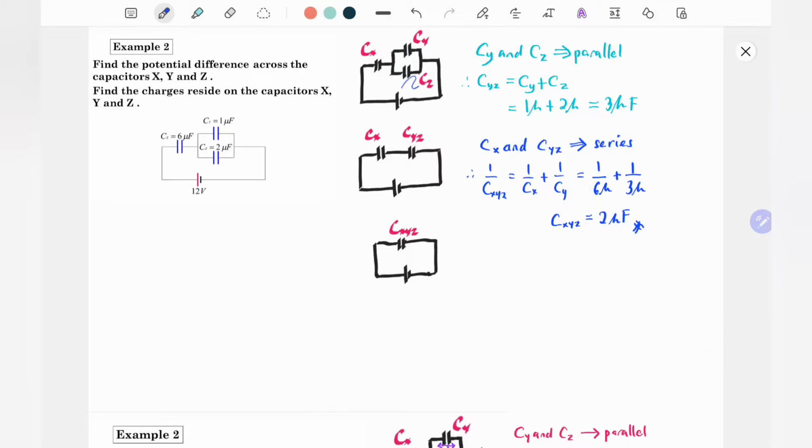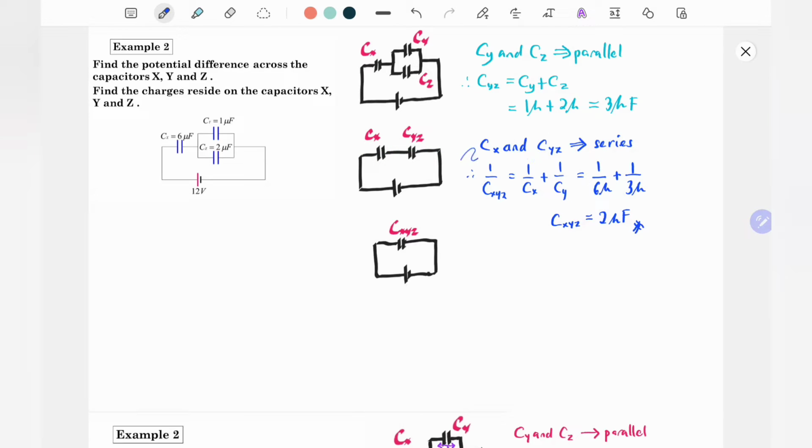For any parallel arrangement, we just total up the values directly, which is CYZ equals CY plus CZ, and it becomes one already. The values given are 1 micro and 2 micro, and then you will get 3 micro. That is the capacitance of YZ, and then CYZ and CX are arranged in series.